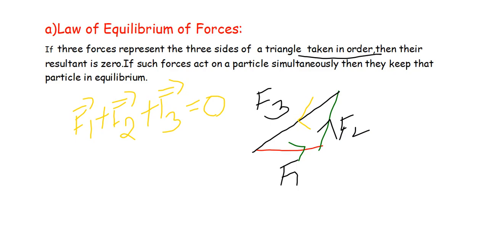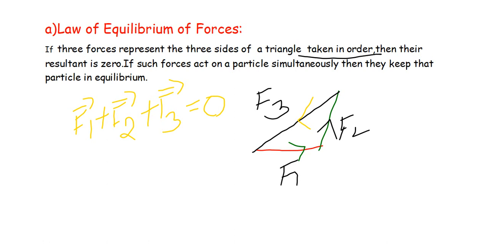So three forces represent the three sides of a triangle and they are taken in the same order. When they act on a particle, they keep that particle in equilibrium. If it is moving with some velocity, it continues with that velocity. If the particle moves with some acceleration, that particle moves on with that acceleration. So its motion is going on. Equilibrium means if it's moving with some velocity, this velocity is going on.